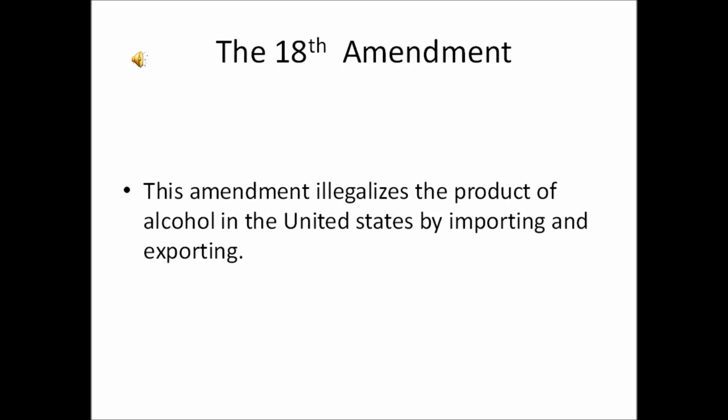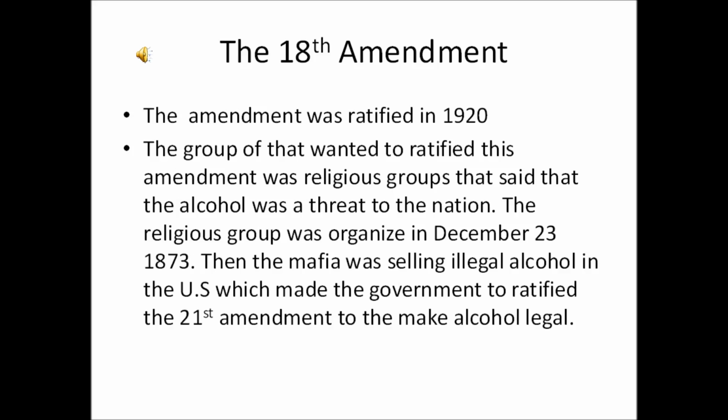The 18th Amendment. This amendment illegalized the product of alcohol in the United States by importing and exporting. The 18th Amendment. This amendment was ratified in 1920. The group of people that wanted this amendment ratified was a religious group that said that alcohol was threatening the whole nation. This religious group was created by women and was organized in December 23, 1873.